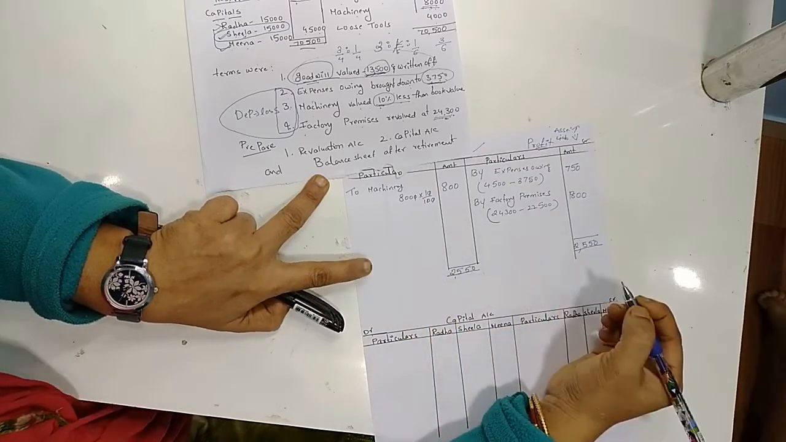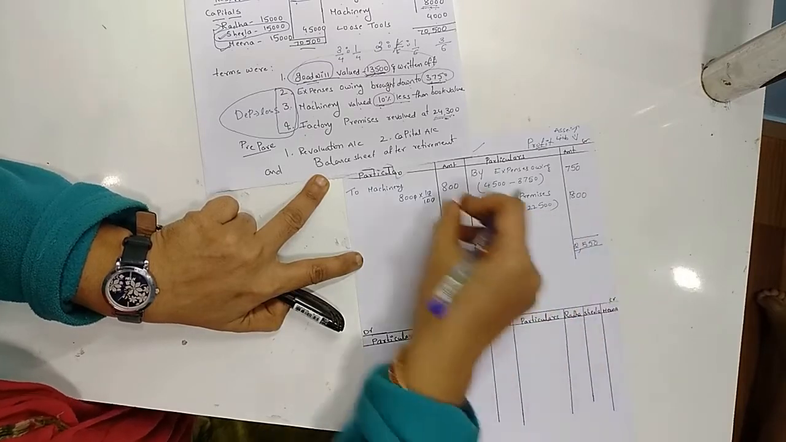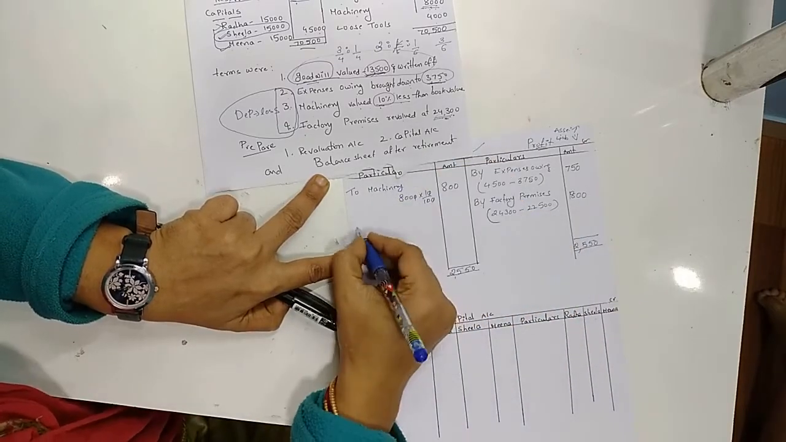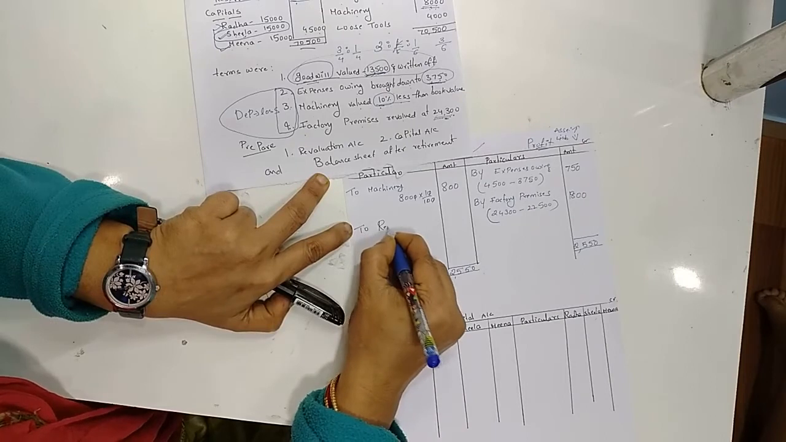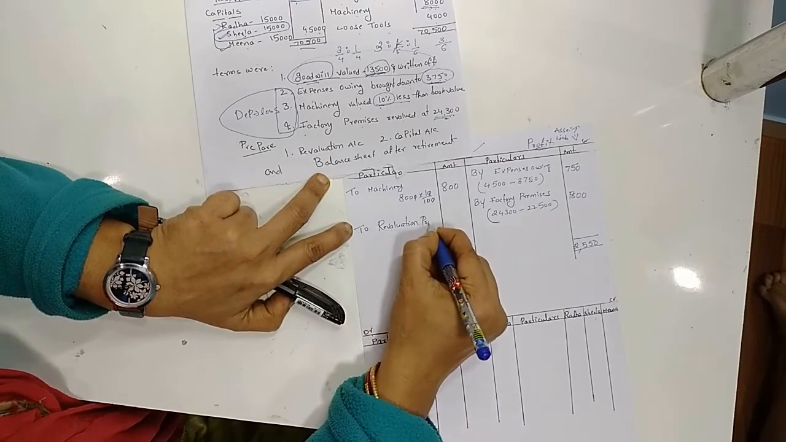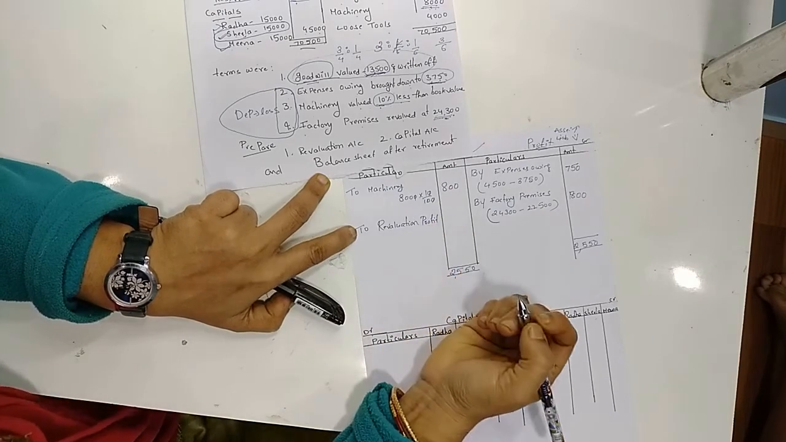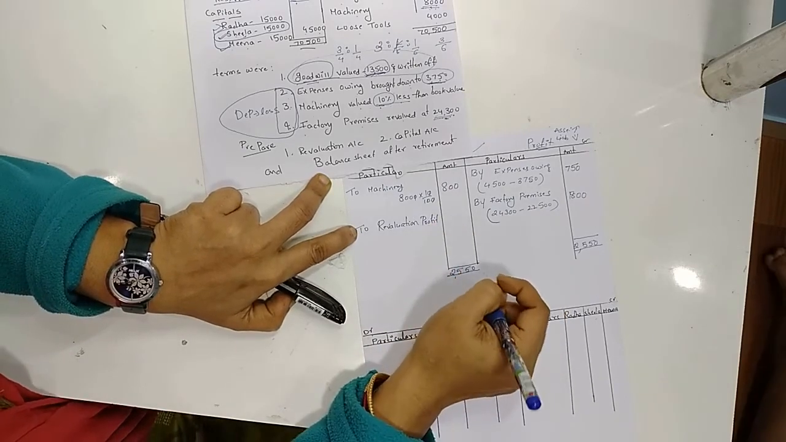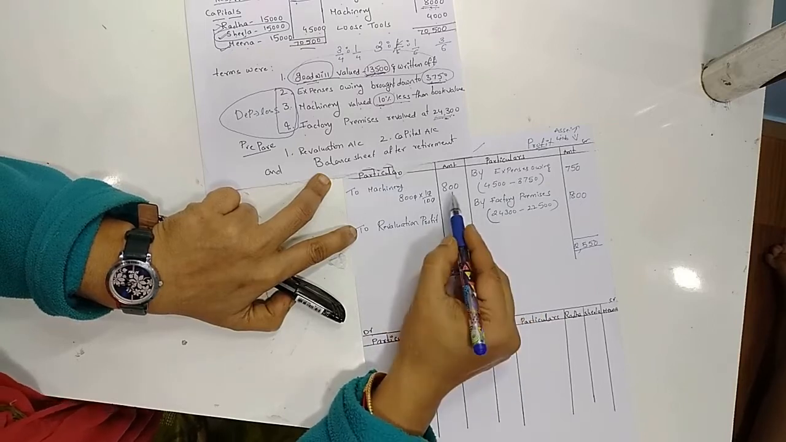The highest amount will be taken on both sides: highest amount minus lowest amount. It will be on this side, which is revaluation profit, because your profits are more. How much revaluation profit? 2,550 minus 800.